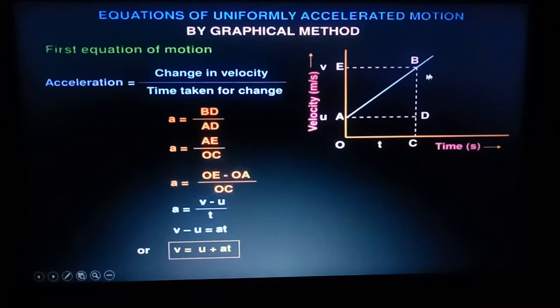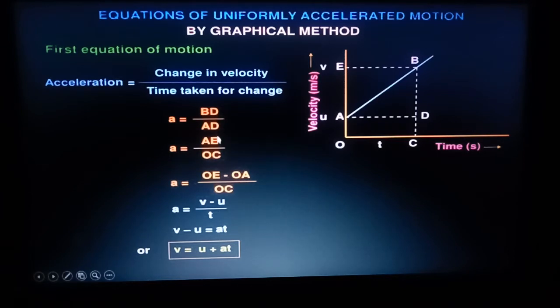For this case, slope BD upon AD, which is equivalent to acceleration, which we have picked from the previous PPT. Now A is equal to BD upon AD. So BD is equivalent to AE and AD is equivalent to OC. Now AE is equivalent to BD because the initial and the final positions are the same, and moreover these are parallel lines. Similarly AD is equivalent to OC because they are parallel and they have the same initial and final points.